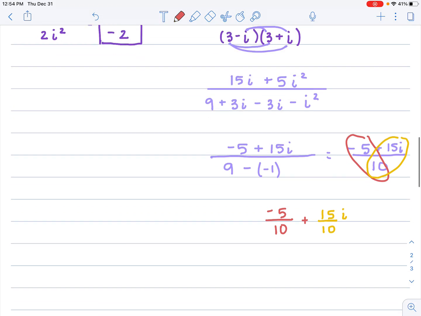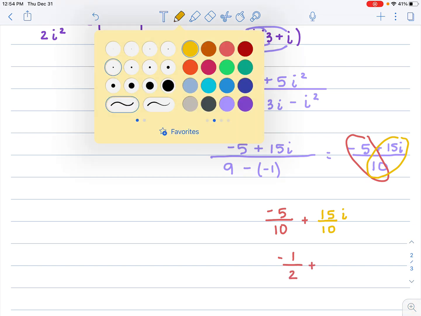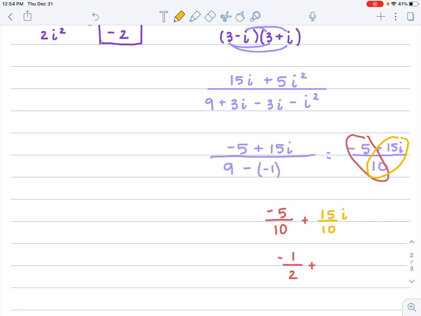Here, I'm going to simplify both of those individually. So -5 over 10 would give me -1/2 plus 15 over 10 would give me 3/2 i. And that would be my final solution because we want to write it in that complex form.